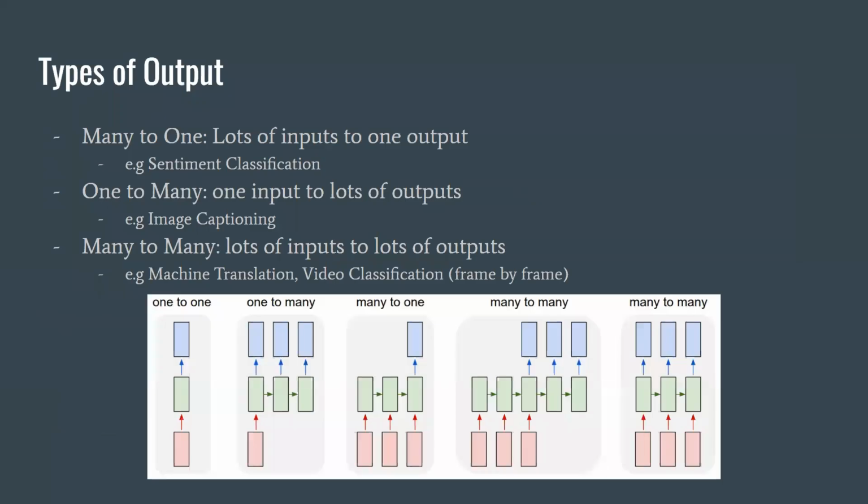Cool, all right. There are types of RNNs. You have many-to-one, one-to-many, and many-to-many. All of these are fairly self-explanatory.